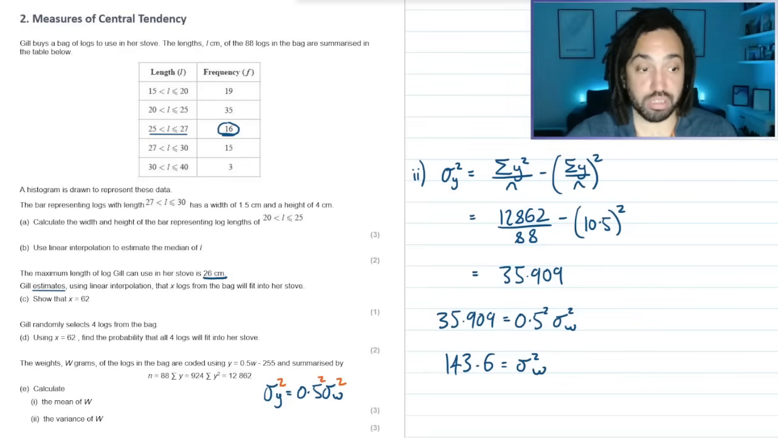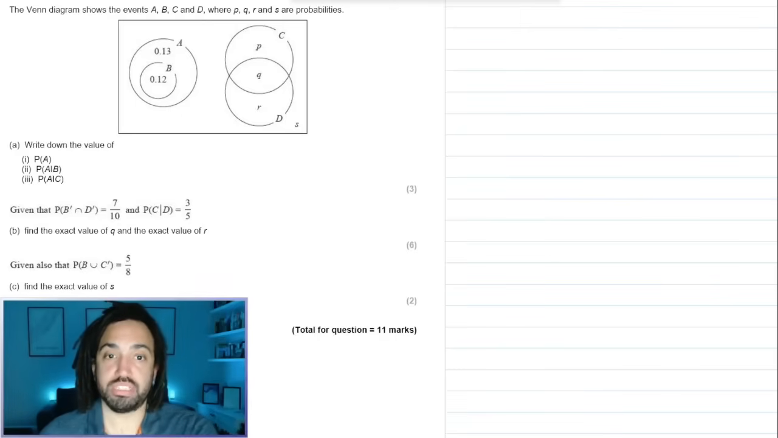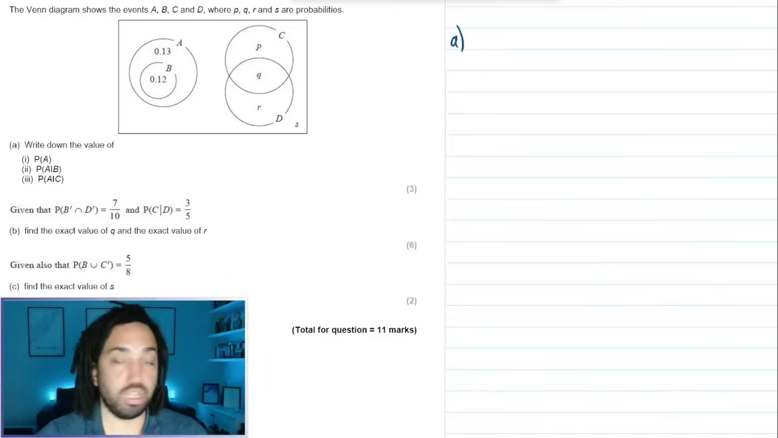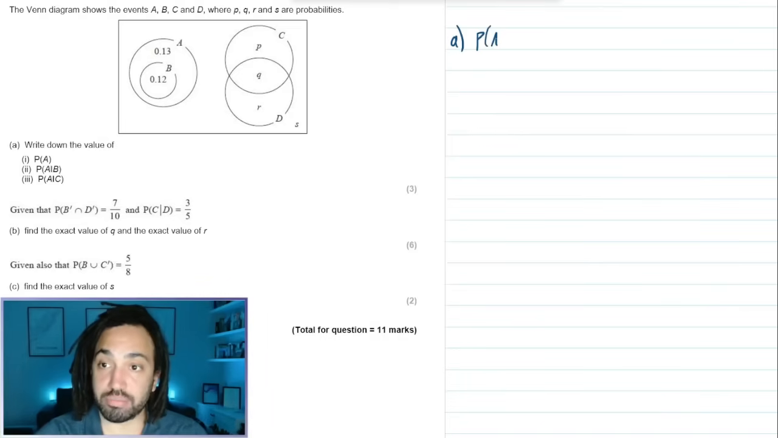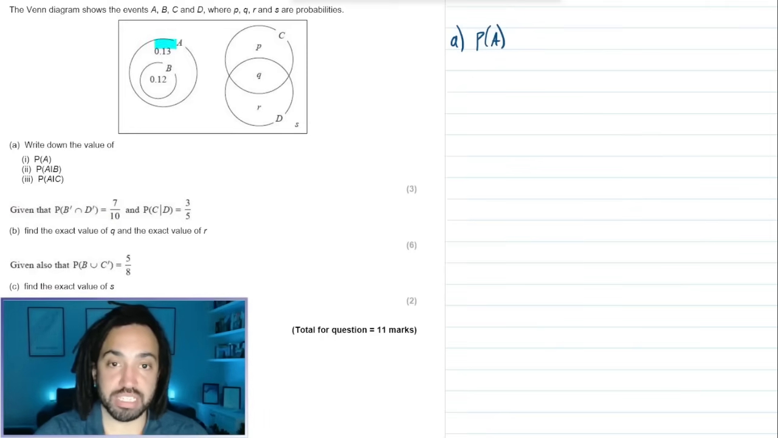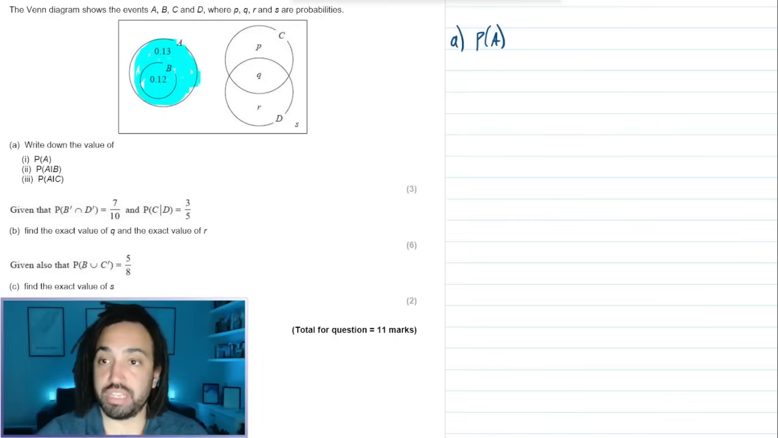Okay, we've got a probability question here, and it says write down the value of the probability of A. Okay, so the probability of A is basically everything inside the A circle here, and that is going to be 0.13 and 0.12, so that is 0.25.